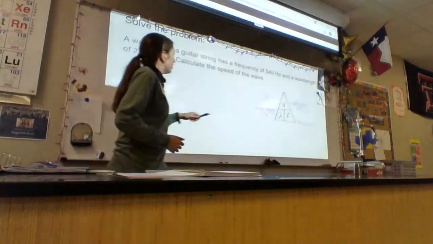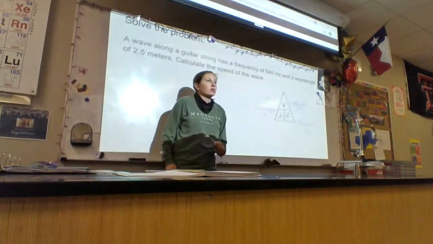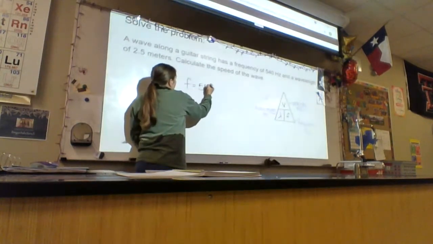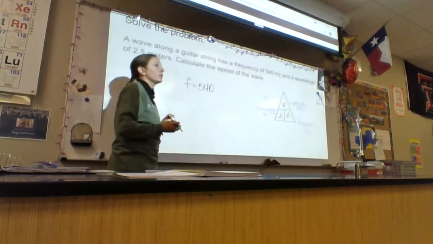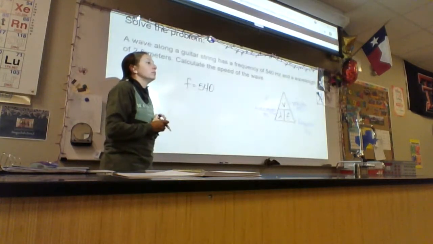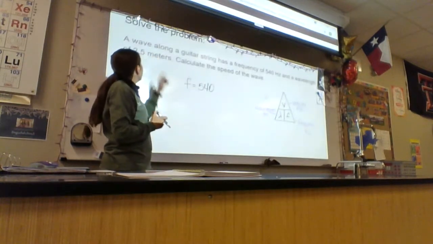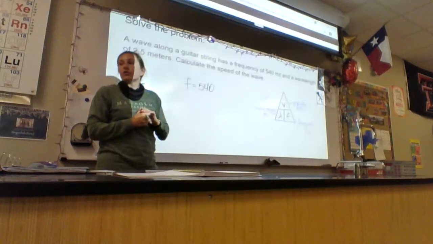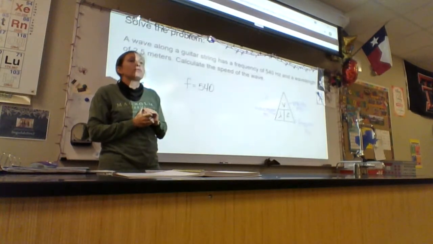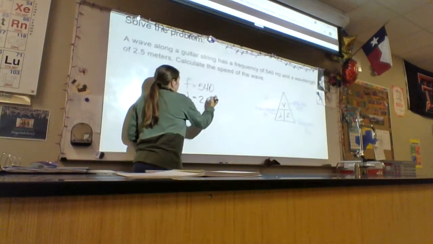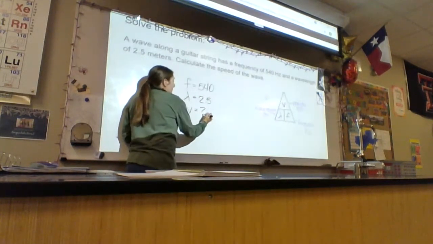What variable in my triangle is 540 hertz? F. Okay, so I'm just going to write F equals 540. What variable is 2.5 meters? The wavelength. Okay, so the upside down Y. So that means I'm missing velocity.